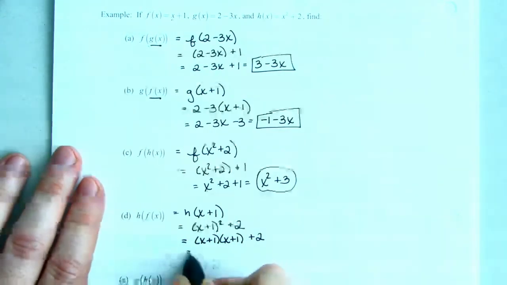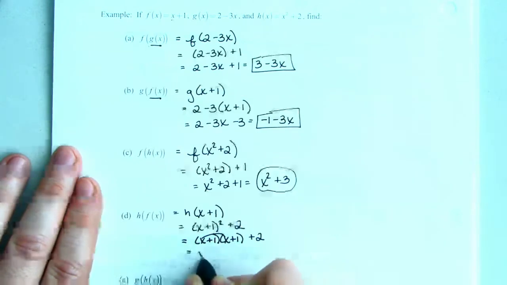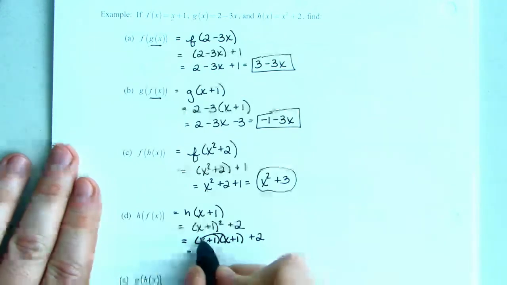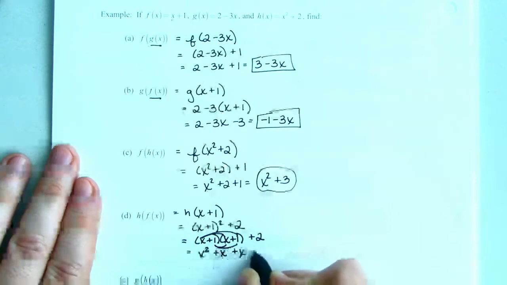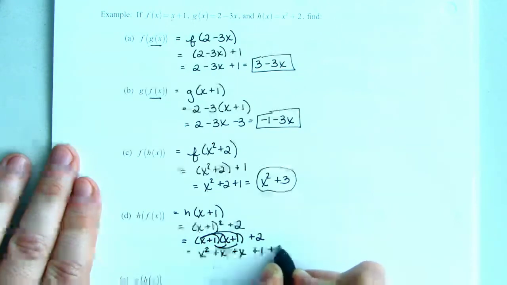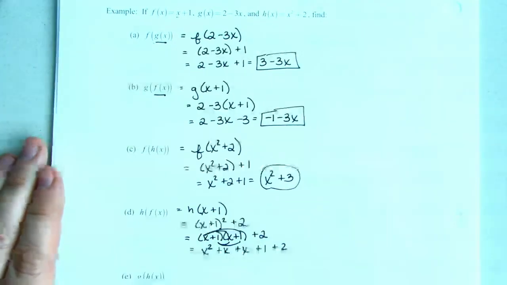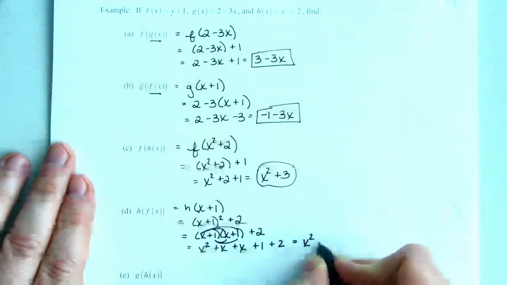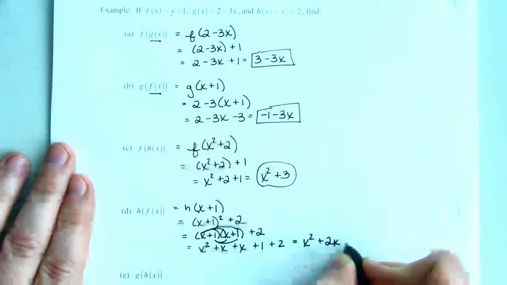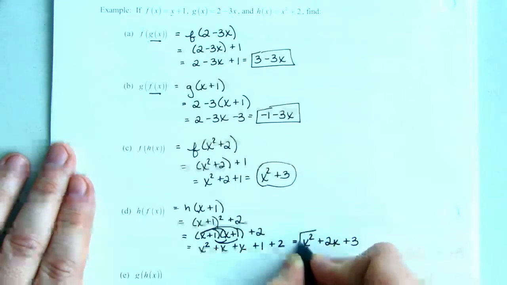Well, x times x is going to give us x squared. X times 1 is going to give us x. X times 1 is going to give us another x. 1 times 1 is going to give us 1 plus 2. Cleaning this up, we should get x squared plus 2x plus 3.